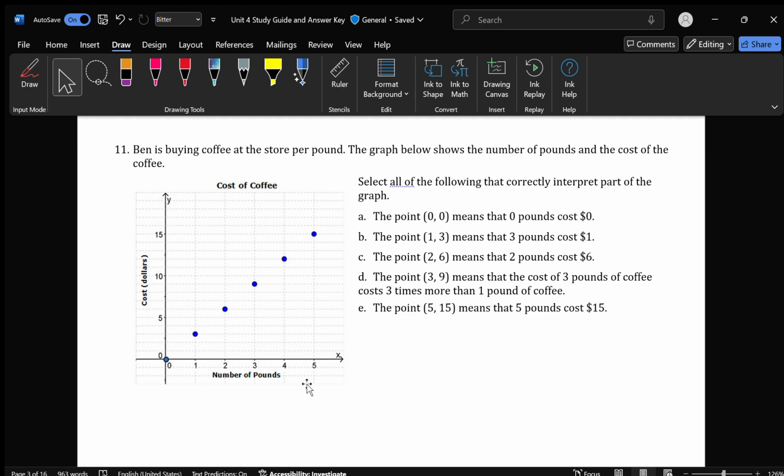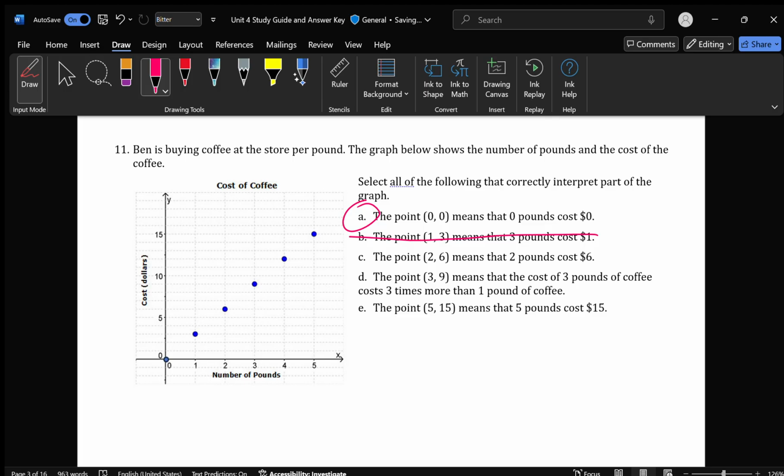A says the (0,0) means that 0 pounds costs $0. Well, if I see my x-axis, I know that represents my number of pounds, and my y represents the cost. That means A is true. If you are buying 0 pounds of coffee, then it is $0. Let's check letter B. The (1,3) means that 3 pounds costs $1. Well, the $1 is not represented as cost because our x should be number of pounds. So this is not the right answer. It should say 1 pound costs $3.